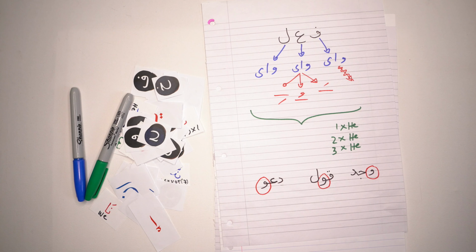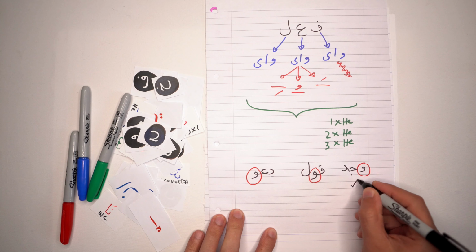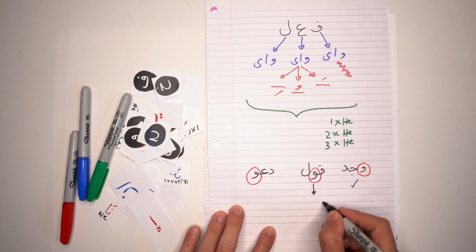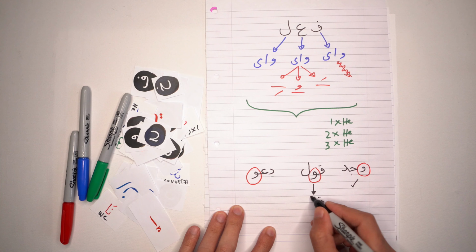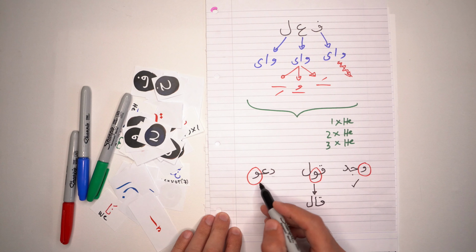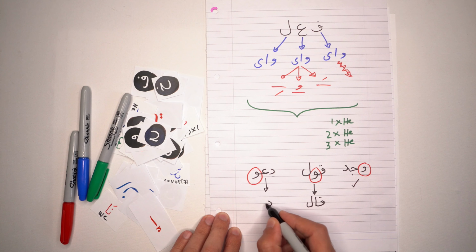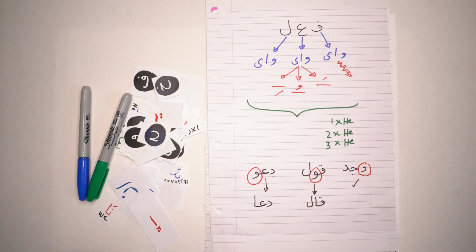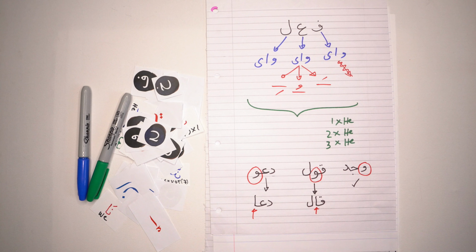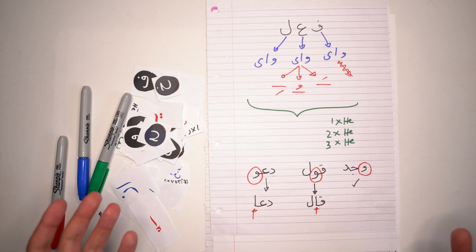So these are not the original forms. Wajada is the original form, so no need to change that. Qawala originally is qawala, but it actually is transformed into qala. And da'awa is the original, but it's actually written as da'a. Notice what's happened is the lam and the alif are the new letters that have substituted. Because wajada doesn't have any change in it, we don't have to deal with this.